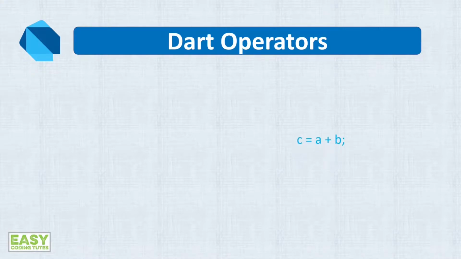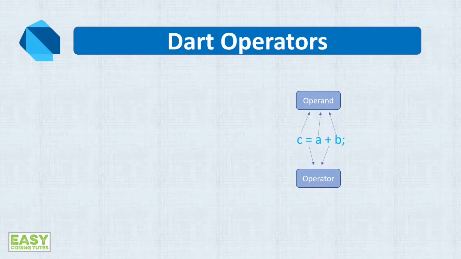So let's see one example for operator and operand. Here we have C is equal to A plus B. So here the equal to and plus symbols are operators, and A, B and C are operands.